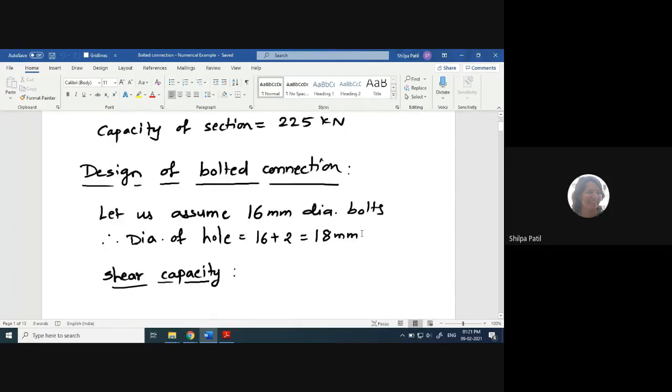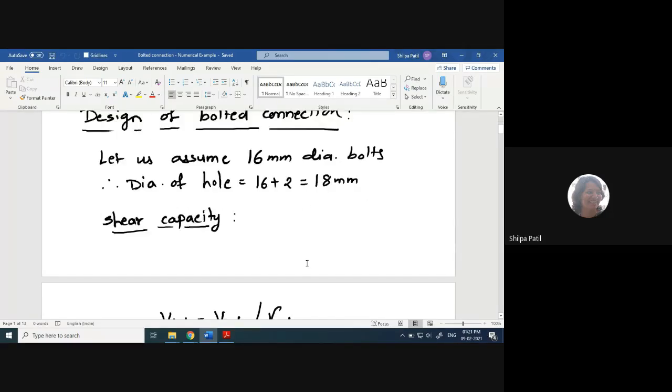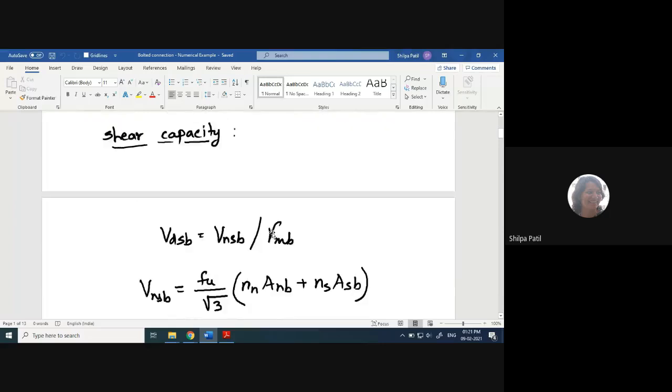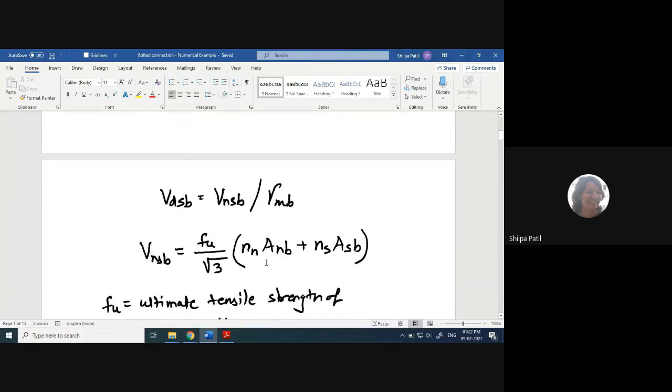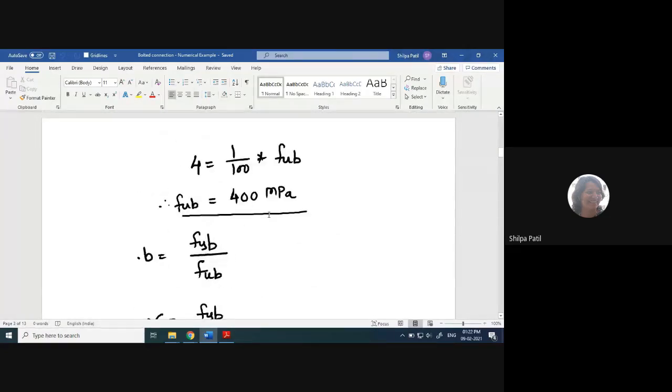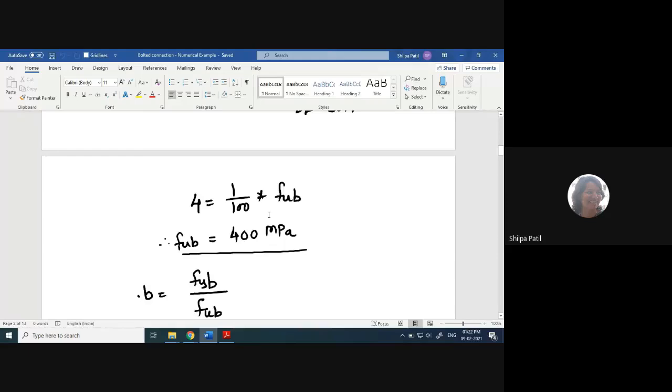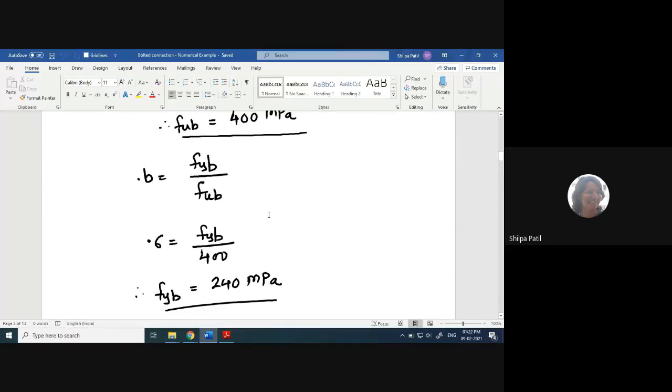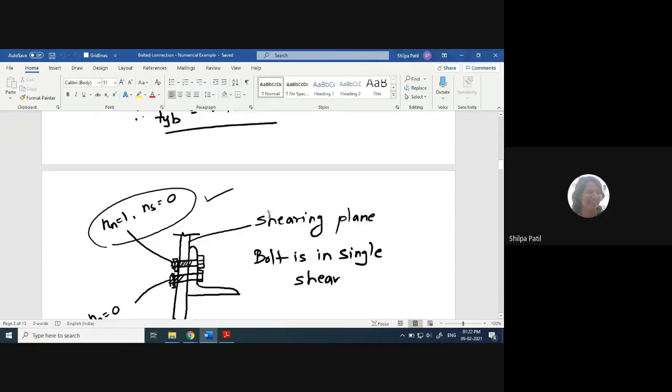So we started with the first step: we assumed a 16 diameter bolt, then we calculated the diameter of the hole, then we came to the shear capacity calculation. This formula we used to find the shear capacity of the bolt. How to find the ultimate strength and yield strength of the bolt based on the grade of the bolt given, that also we discussed yesterday.